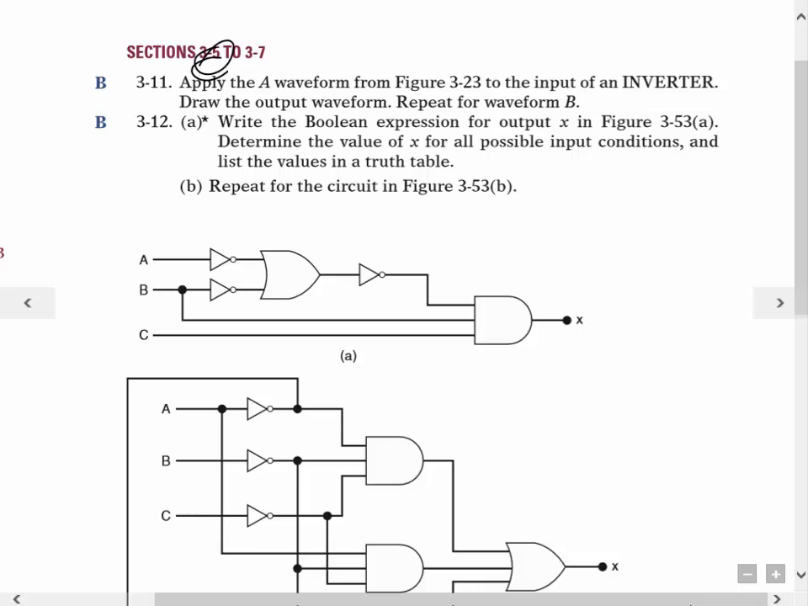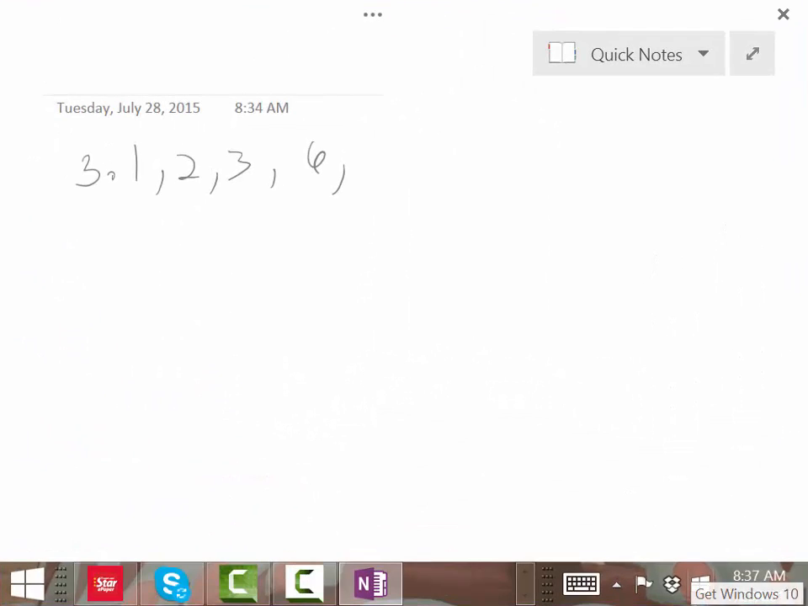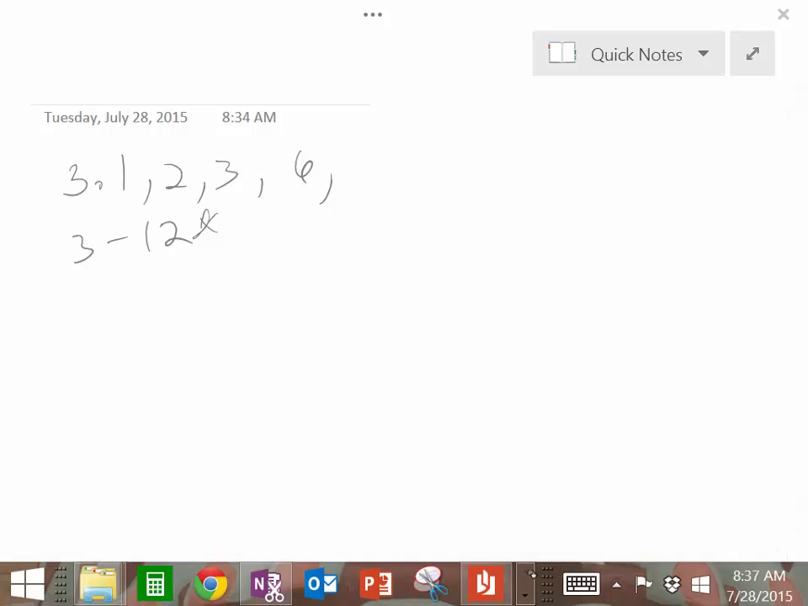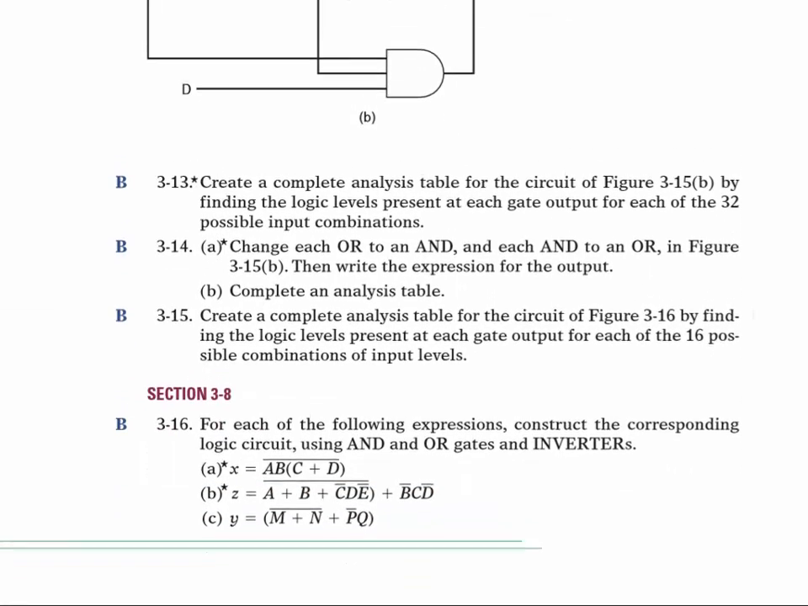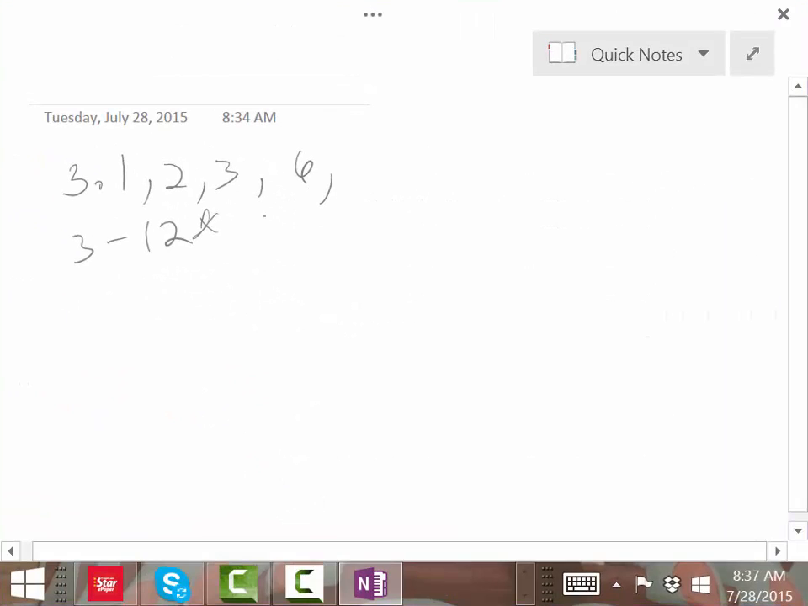But 3.12 is definitely a problem I would ask. In other words, you would write the expression for that schematic. 3-12 is a problem that I'm going to star. You definitely need to know how to do that problem. As we go through and look at this, construct the following logic circuit. Again, 3-16 is a problem that I would ask.